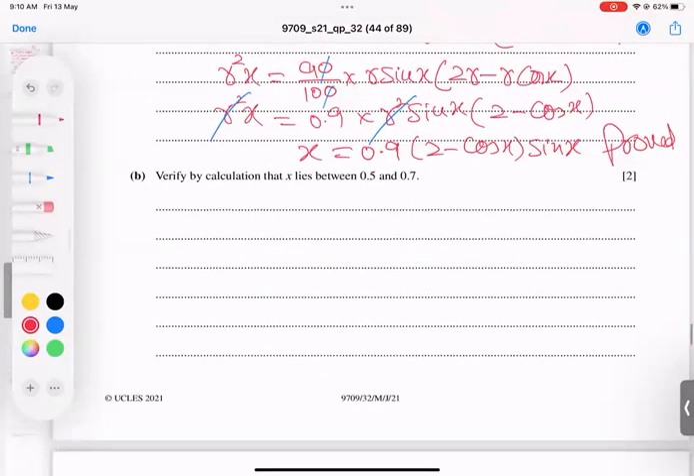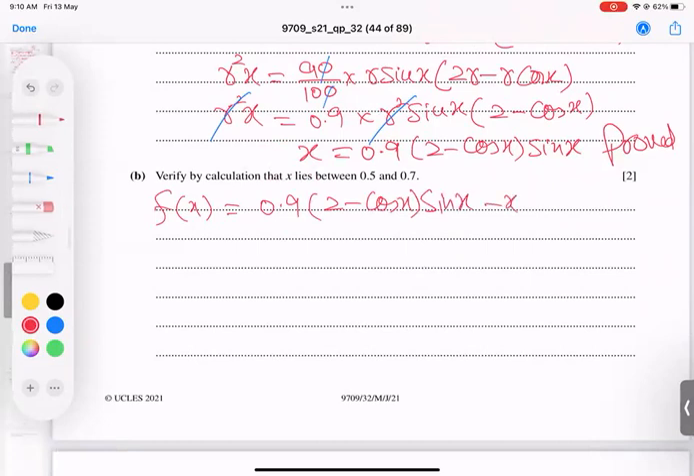Next one, verify that x lies between 0.5 and 0.7. What is the technique to do this kind of question? This link I proved, either x goes to the right hand side or this whole thing comes to the left hand side and give it a name f(x). Give the name f of x. I bring x on the other end, no problem at all. 0.9 times 2 minus cos x, sine x minus x.